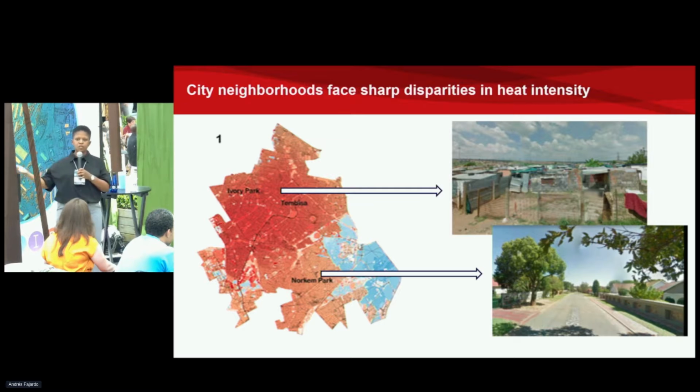So what does it mean for our parks department? What does it mean for our housing department? What does it mean for disaster risk and management? And even our health sector as well.